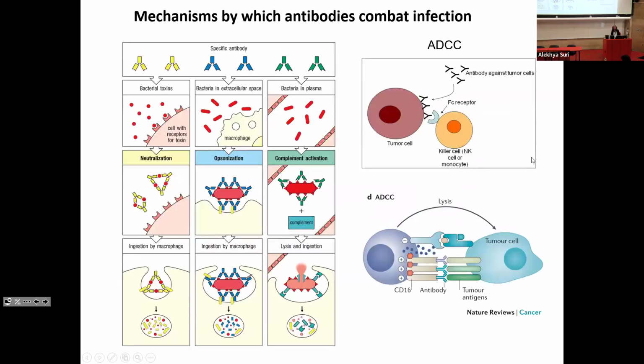So how do these antibodies that are made against antigens and pathogens really protect the host? There are many different mechanisms that are used. For example, if a pathogen secretes toxins and you want to get rid of the toxins, the way that's done is neutralization. If this is a toxin that's being secreted, the antibodies will bind to the toxin, and that antibody-toxin complex will be taken up by a macrophage, and the toxin will be degraded.